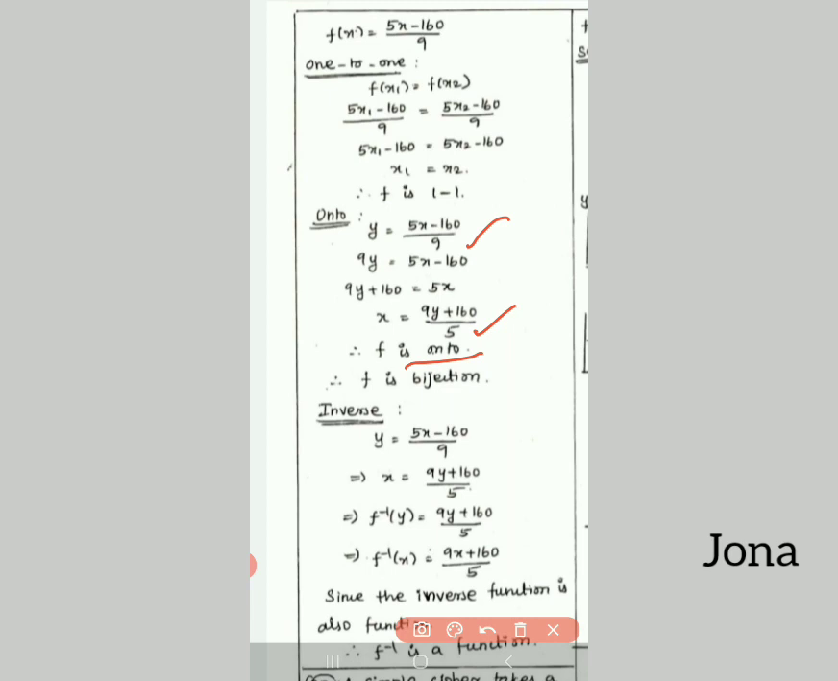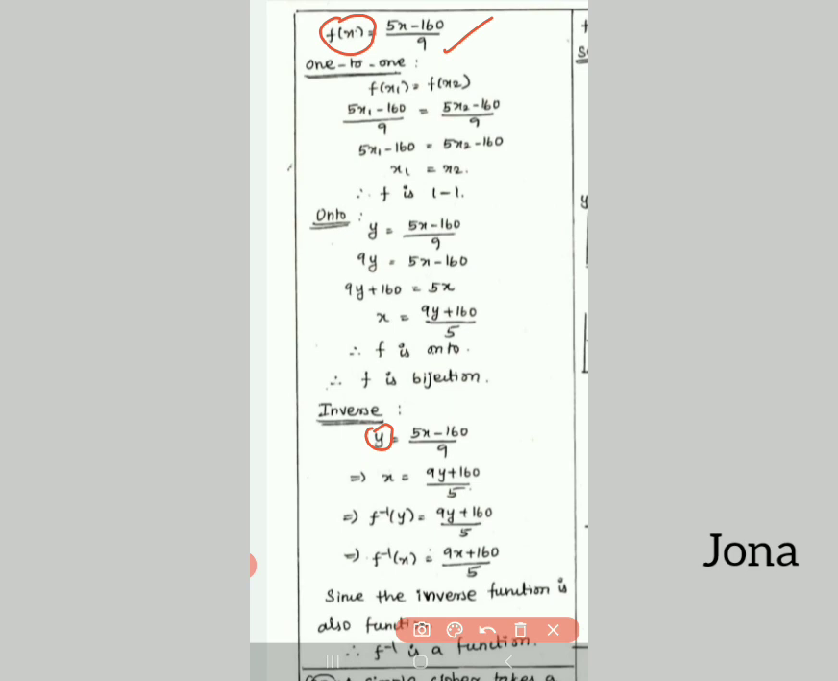So what we conclude now is f is one to one and f is onto. From these two I can conclude f is a bijection. Okay, and then I can find the inverse function now. Here f of x equal to 5x minus 160 by 9 is given. This f of x can be written as y. So y equal to 5x minus 160 by 9.